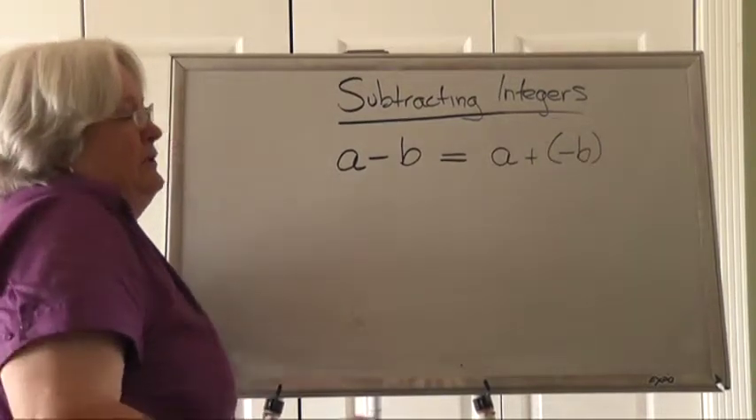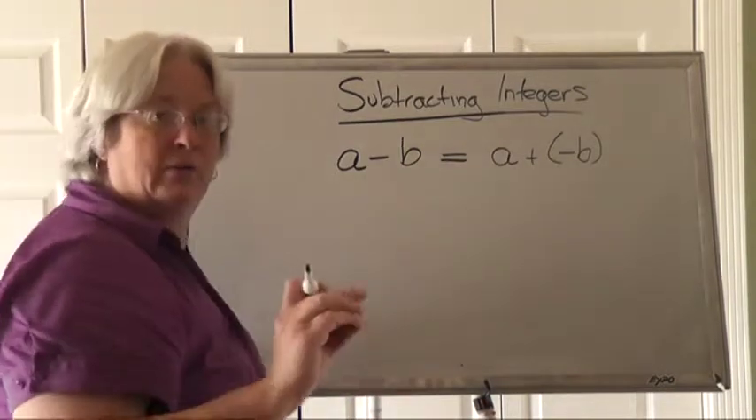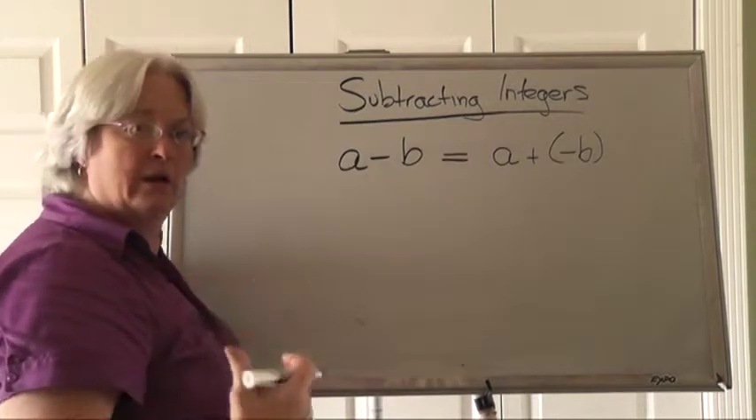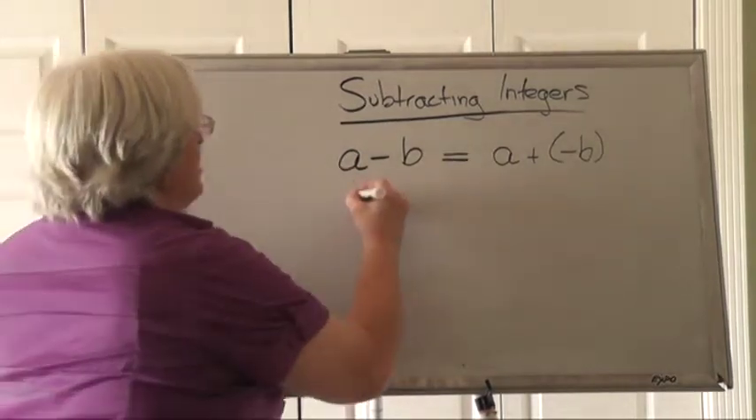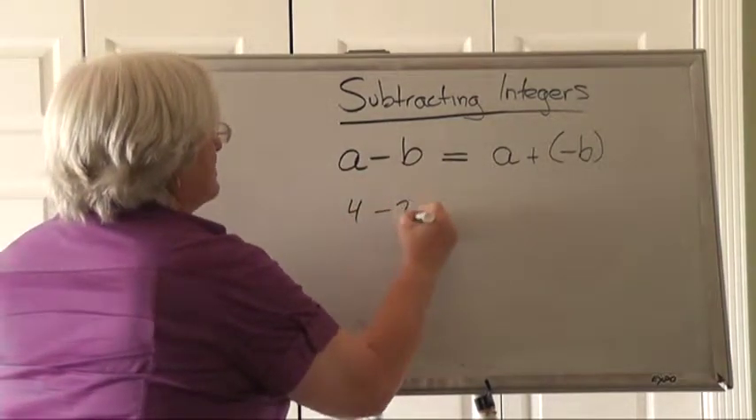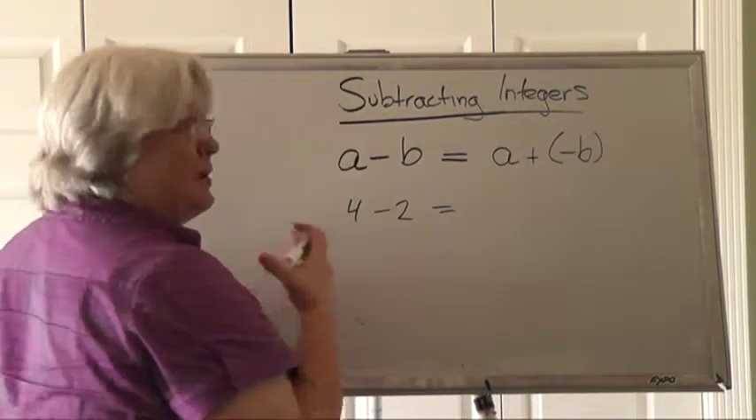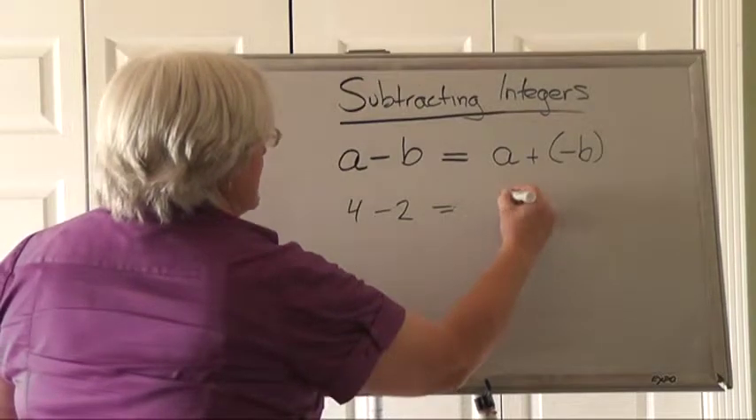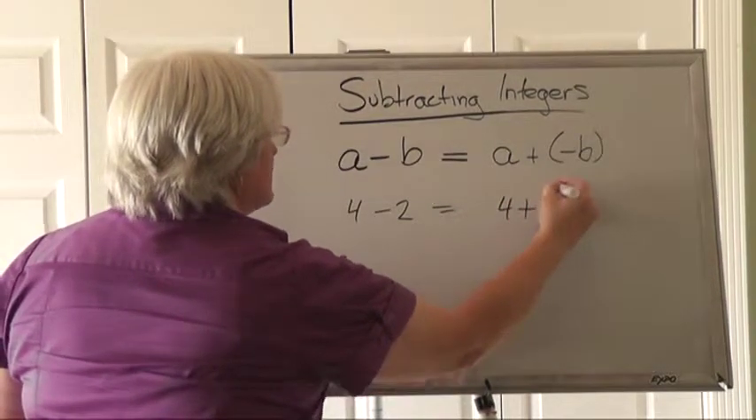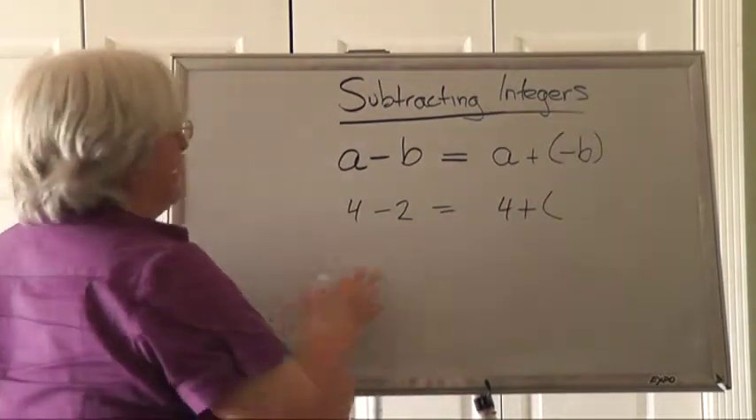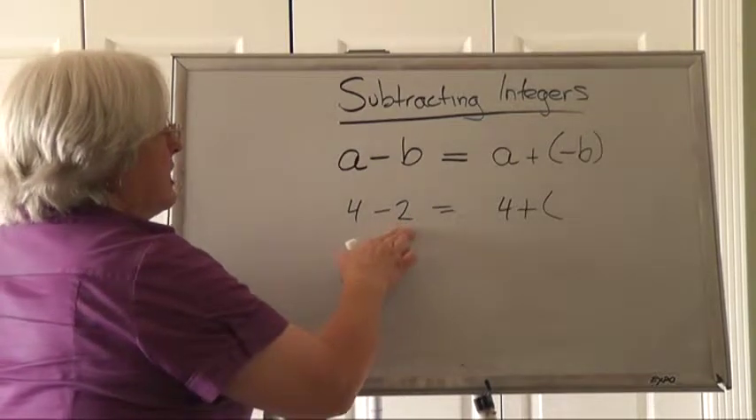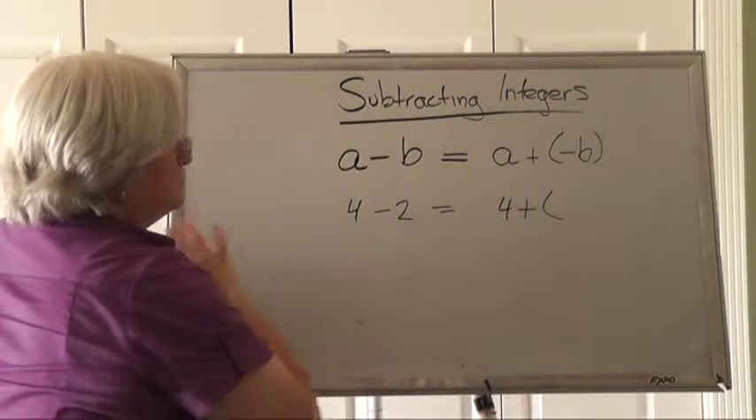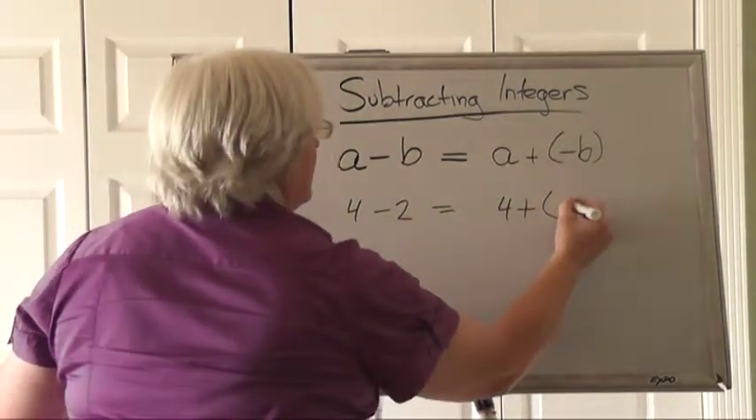And you think, oh, I'm just sort of shaking here because I don't like all of this abstract talking. Well, let's plug in a couple of numbers right here. 4 minus 2. Now, you know 4 minus 2 is 2. But that's the same as saying 4 plus the opposite of 2. The opposite of 2 is a negative 2.